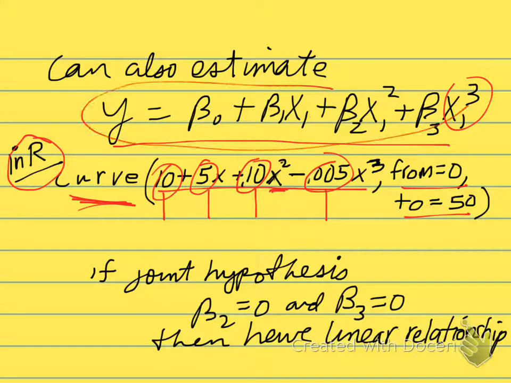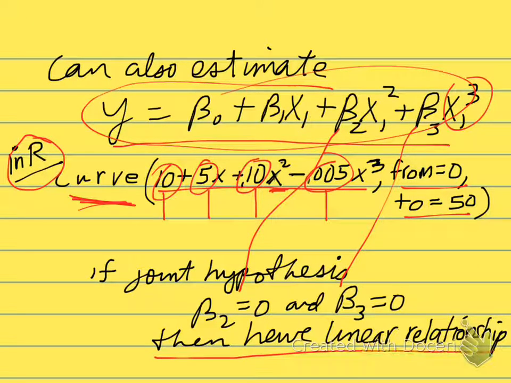If we estimated this relationship, we can think about doing a joint hypothesis test that beta 2 equals 0 and beta 3 equals 0. If that joint hypothesis were true, if we couldn't reject it, then we would end up having basically a linear relationship. Only beta 0 plus beta 1 x1 matters, and these two don't matter since we can't reject the hypothesis that the two coefficients are equal to 0. So that's the way we might approach estimating polynomial functions in R.